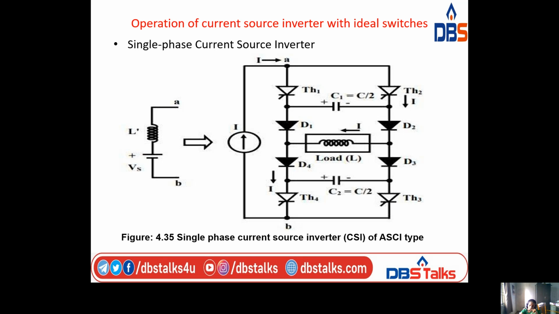Here we have to see this circuit diagram. There are four thyristors and four diodes, two capacitors, and the load. The source is single phase, and here we have connected an inductance. So this is the circuit diagram of the CSI, the current source inverter.